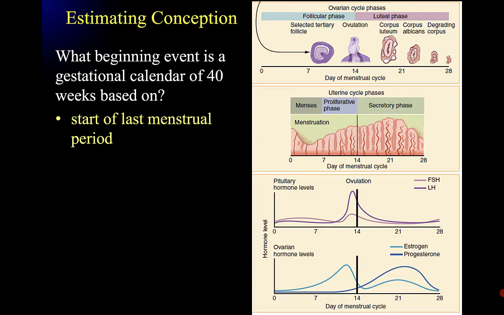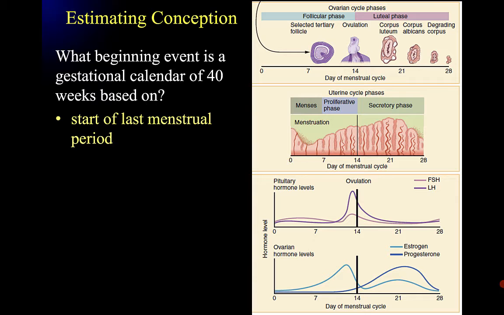So the beginning event for a 40-week gestational calendar, which we commonly consider, is the start of the last menstrual period of the woman who is now pregnant. And there's kind of a reason for this if we think about it. We don't know when conception took place, but menstrual periods are something that we can track.